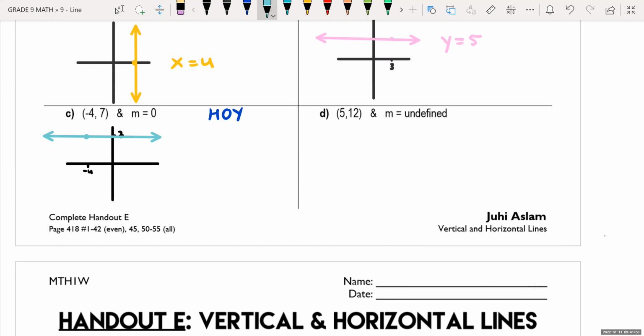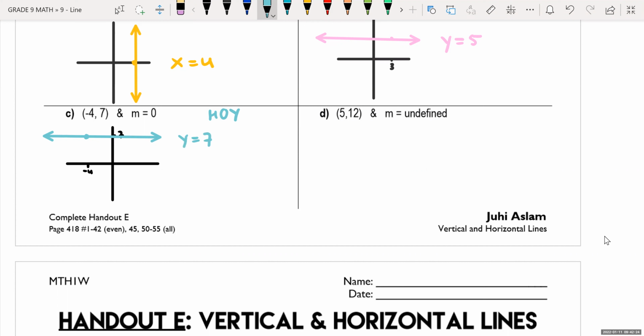Anyone want to guess as to what this equation would be? So HOY, hoy. Think about what axis it's going through, X or Y. Y is equal to 7 is correct.